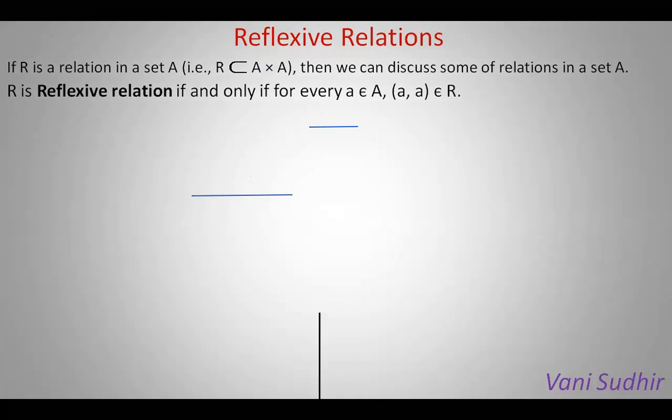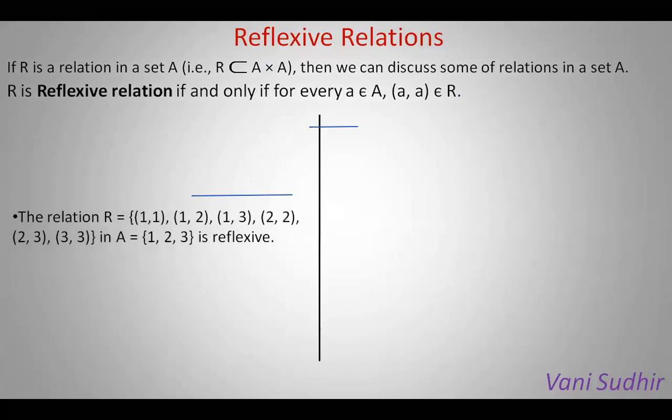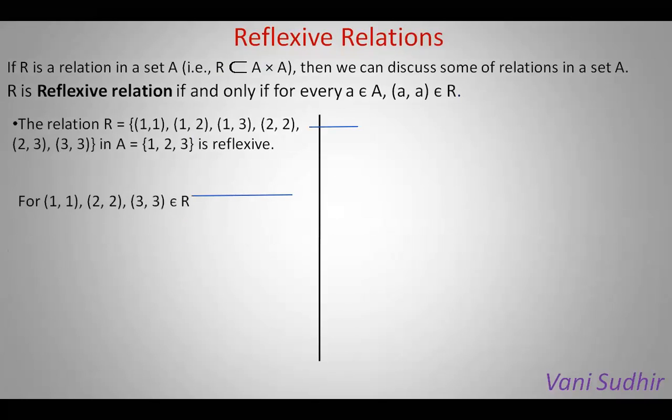Reflexive we told. Now we'll give some examples. Here, the R we have taken is less than or equal to. In this relation, we have all ordered pairs: (1,1), (2,2), (3,3), all are there. So we can tell that R is reflexive.